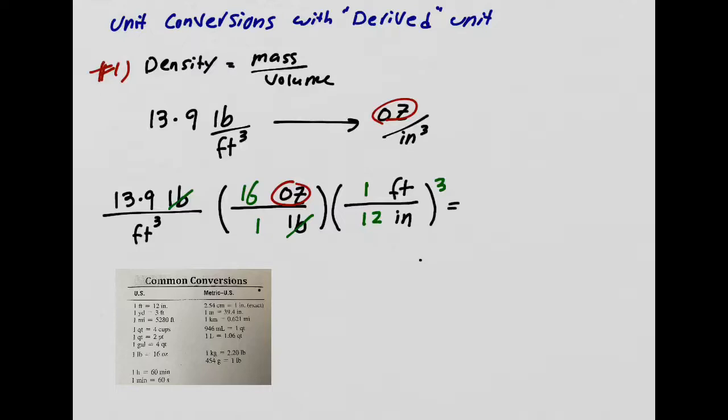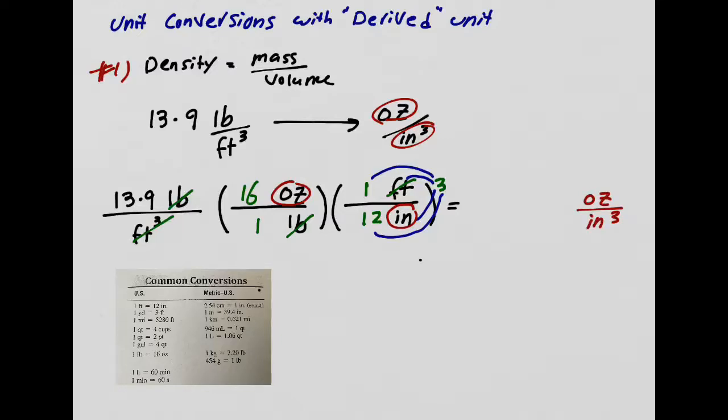But you have to pay attention. If you do that, the feet gets cubed, the 1 gets cubed, the inches gets cubed, and also the 12 gets cubed. Everything is going to get cubed. So the feet is cubed, then I can cancel the feet out, and I end up with inches cubed, which is what I want. So my unit ends up being ounces over inches cubed.